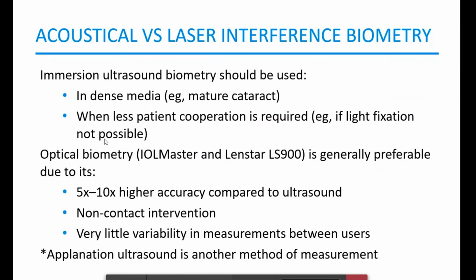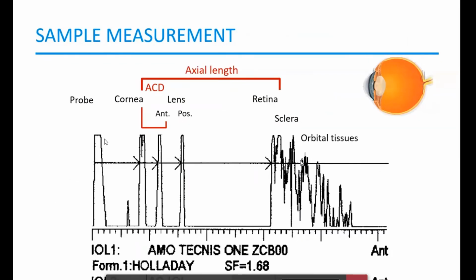This is a sample of ultrasound measurements. If you ever get a chance to see scans like this on the instrument, it may appear on optical as well. Optical scans do have this kind of representation of the measurements at different parts of the eye. In this case, it's clearly seen that this is an immersion method, right? Because you see that there is a gap between the ultrasound probe and the anterior cornea.